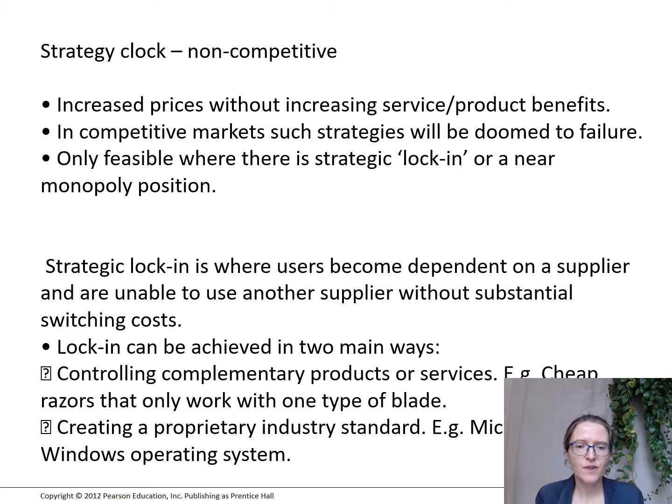Another way of achieving lock-in is creating a proprietary industry standard. For example, Microsoft. So we know when we buy Microsoft products, we are tied into using their Windows operating system. And of course, then you may want to switch to Apple, but there's that kind of hesitation that you're very familiar with the software. So you've got that sort of slight resistance to want to change. So that's what we mean by strategic lock-in.